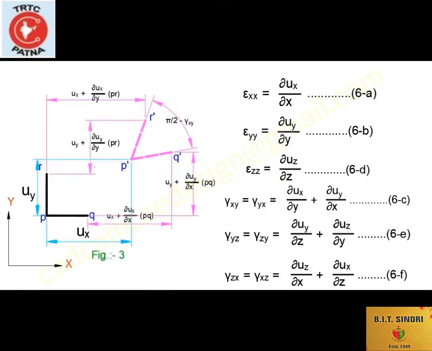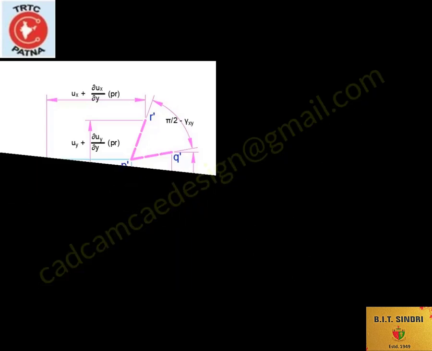If the components of strain associated with a certain set of axes are known, it can be shown that these components are necessary and sufficient to determine the strain components with respect to any arbitrary set of axes.